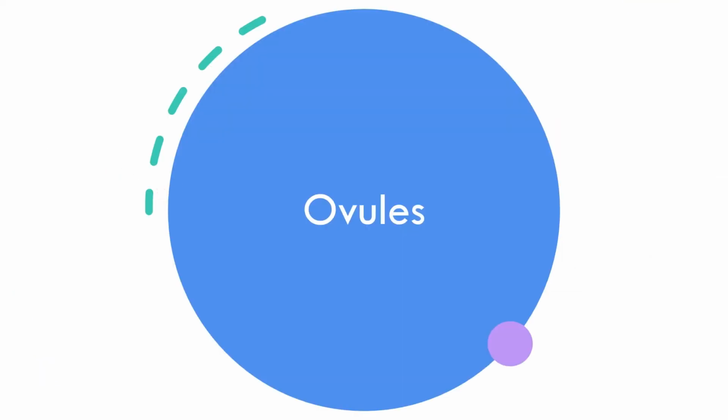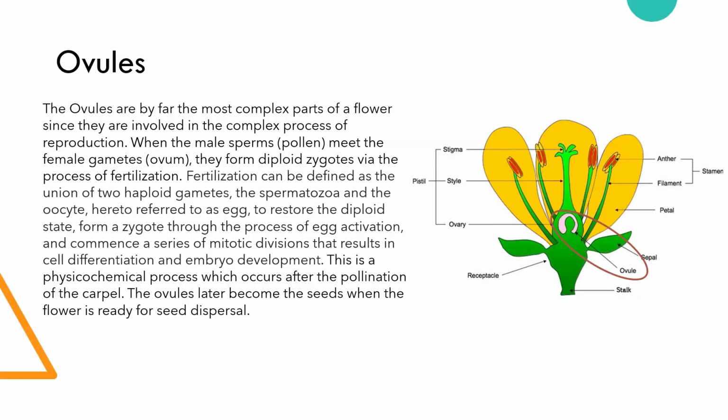Don't get terrified, okay? So, I want to make a deal, okay? For this part, you're not going to get terrified, okay? Seeing this? Deal? Deal, okay. So, ovules.